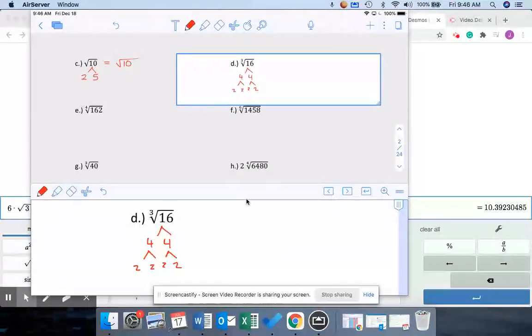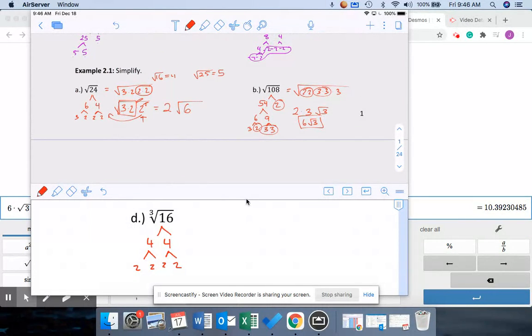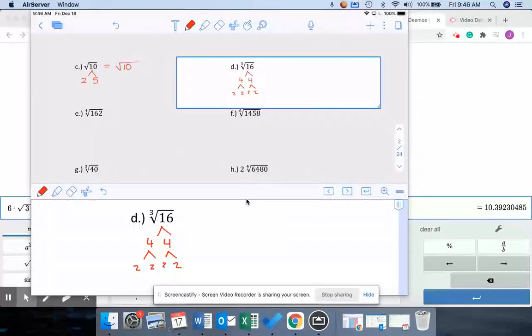If you are dealing with a square and you see a set that is not primes, like you see a pair that's not primes, you're more than welcome to take those out. But usually you kind of want to go to primes just in case. You kind of want to complete that factor tree all the way down just in case you miss something, okay?